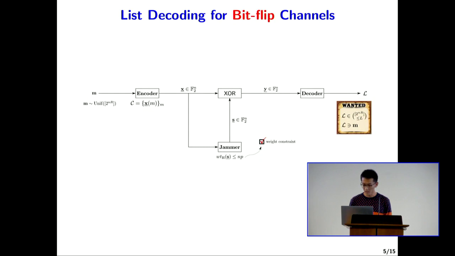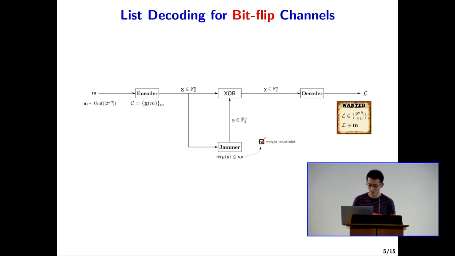For the binary channel, every vector in this system is going to be binary. The input of the channel X is binary, and the output of the channel Y is also binary. And the noise vector S is required to have Hamming weight at most np, the same p as before, where p is the radius of the Hamming ball. And the decoder is going to output some list of size at most L, which contains the transmitted M.